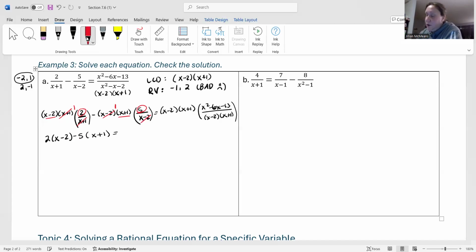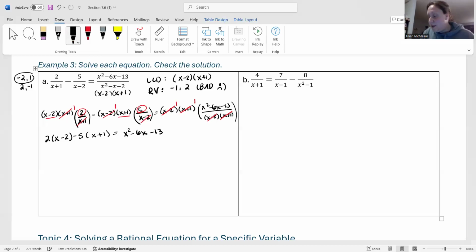And then finally, for the third term, the x minus 2 in the denominator divides into the x minus 2 in the LCD once. The x plus 1 in the denominator divides into the x plus 1 factor of the LCD one time, leaving me with 1 times that numerator. So 1 times 1 is 1, and then 1 times x squared minus 6x minus 13 is just that. So I get x squared minus 6x minus 13.